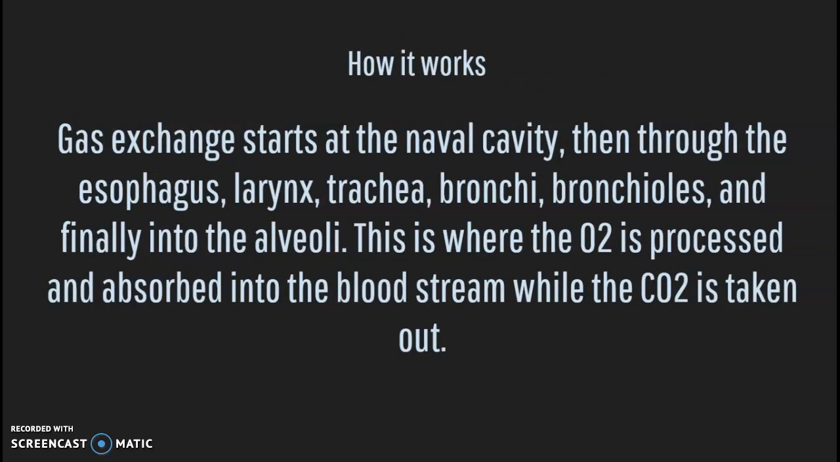Now, how exactly does this work? We know that when we breathe in, oxygen goes into our lungs, but what is the process that it goes through? Well, first, gas exchange starts at the nasal cavity. This is where oxygen is entering our body. Then the oxygen is taken through the esophagus, larynx, trachea, bronchi, bronchioles, and finally into the alveoli. This is where the oxygen is processed and absorbed into the bloodstream, while the carbon dioxide is taken out, going through the exact same route the oxygen went through.